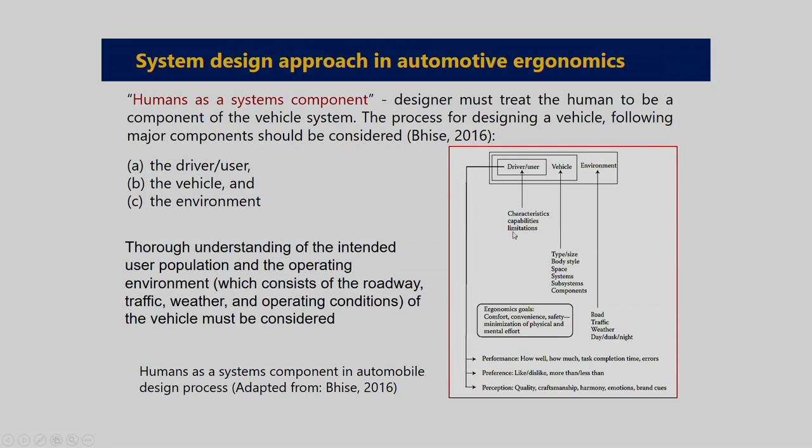study, like what are the driver characteristics or user characteristics, their physical capabilities, limitations, these aspects we have to look into. Similarly, in terms of the vehicle component, type, size, body style, space, system, subsystem components, these have to be taken care of. In terms of environment, road condition, traffic condition, weather condition, then the illumination level on the road.